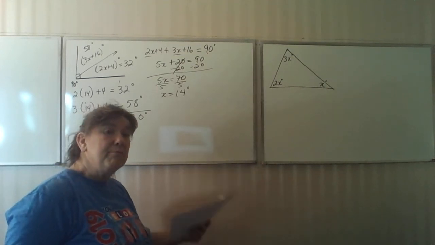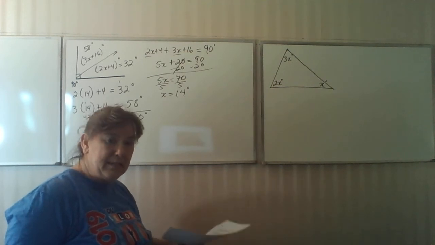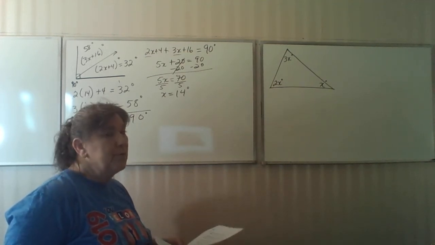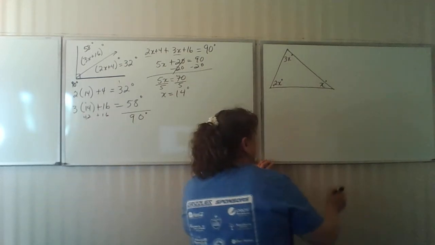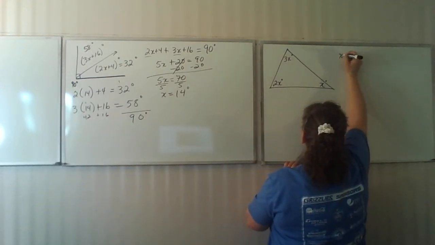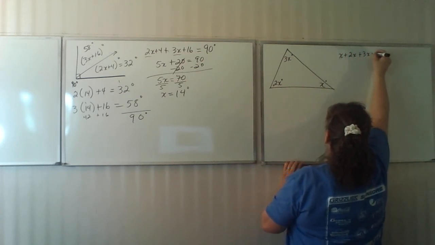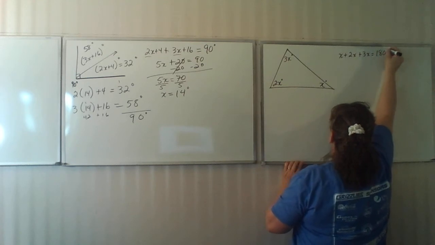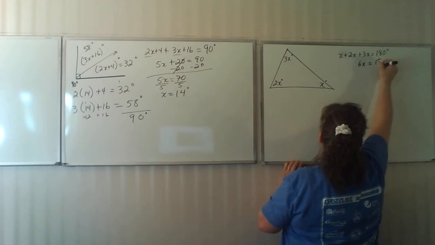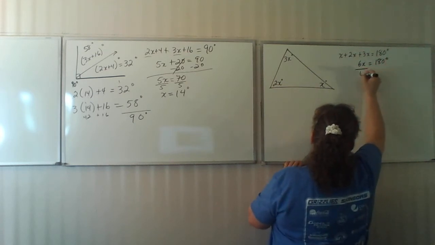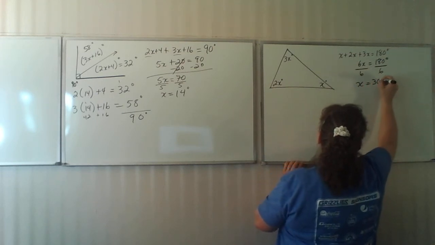And now we have to remember what we learned about triangles. The sum of the interior angles is equal to 180 degrees. So therefore, we are going to add these up together. x plus 2x plus 3x is equal to 180 degrees. So 6x is equal to 180 degrees. Divide by 6, and x is equal to 30 degrees.